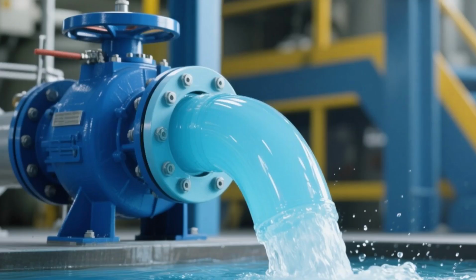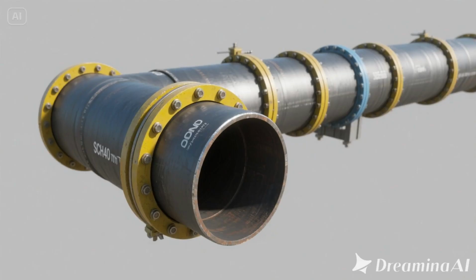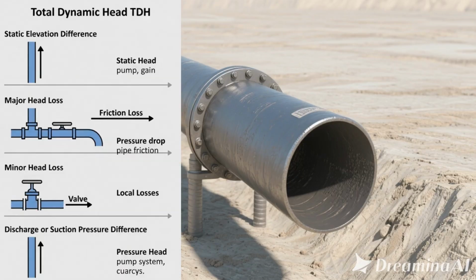Input parameters required for a proper design. Before designing a system, engineers must know what information is needed. Input parameters are grouped into categories. Flow requirements: required flow rate, in cubic meters per hour. Fluid type: water at standard industrial temperature. Fluid temperature affects viscosity. Pipeline geometry: total pipe length in meters, pipe internal diameter in millimeters, nominal size DN, pipe roughness in millimeters, and material type, carbon steel, SCH40.